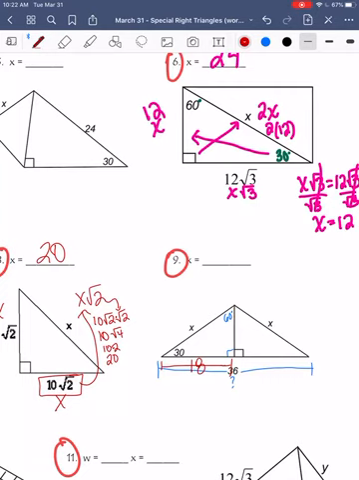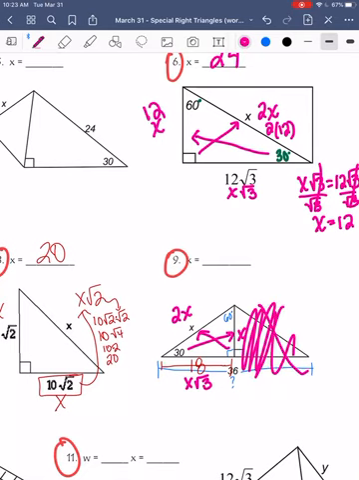If that makes sense. Okay. And so now I'm going to label using pink. Okay. So we're going to do across from the 30 is x. Across from the right angle, or the hypotenuse, is 2x. And then this side is x root 3, the remaining side. I'm not even worrying about this triangle over here.